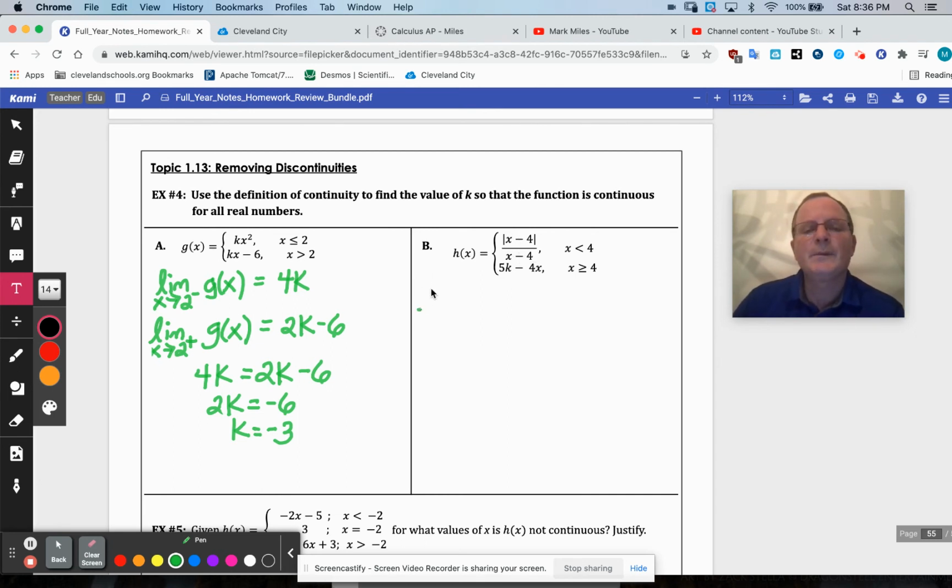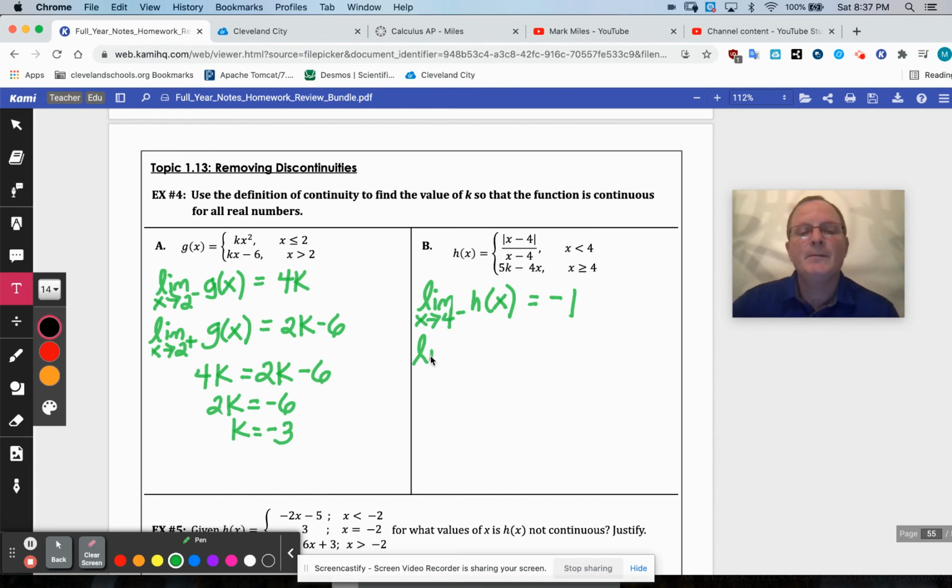Let me write that down instead of rambling. So the limit as x approaches 4 from the left. Those two are going to be opposites of each other as I do that. This is h of x. So that's going to equal negative 1. Then I just need to make sure that the limit as x approaches 4 from the right is also equal to negative 1. We'll do that in a second.